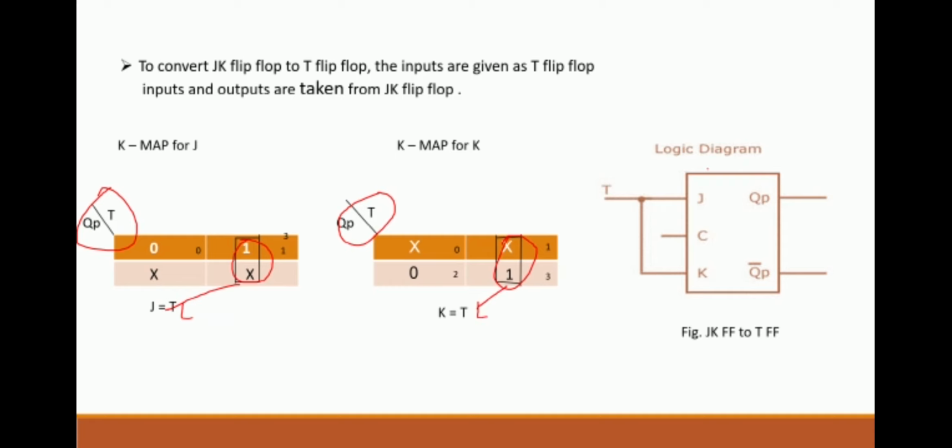The last step is to construct the circuit diagram for JK flip-flop to T flip-flop. For that, first we need to construct the circuit diagram of the available flip-flop, that is JK flip-flop, and modify it in terms of T flip-flop. In this expression, J equal to T. So we connect T directly to J. And in this Boolean expression, K equal to T, we take this T from here and connect it to K.